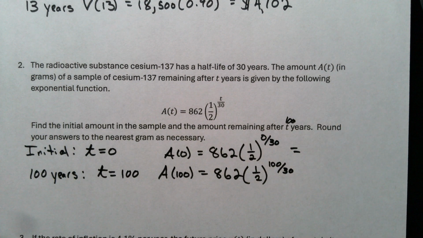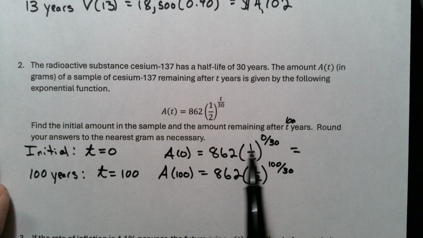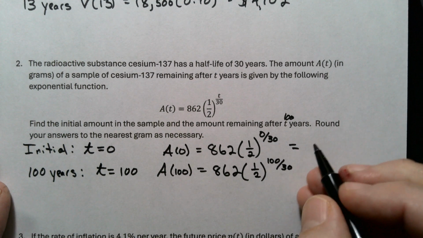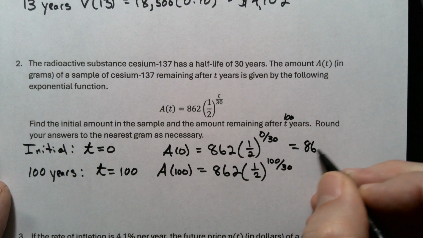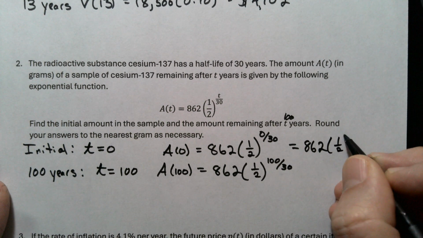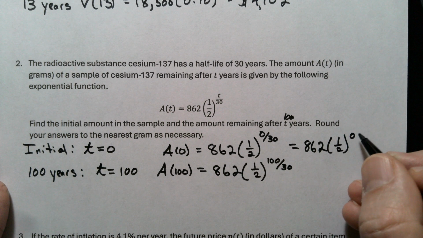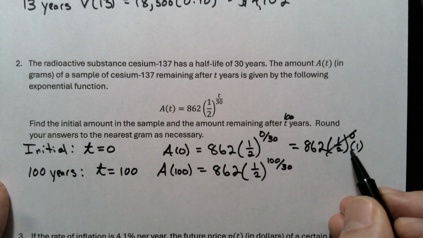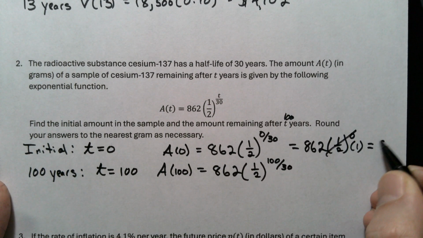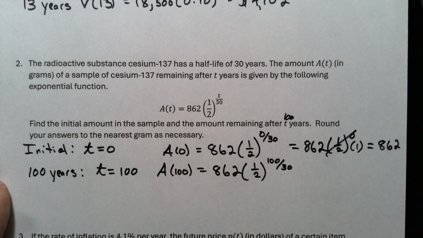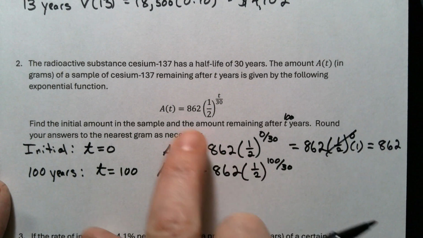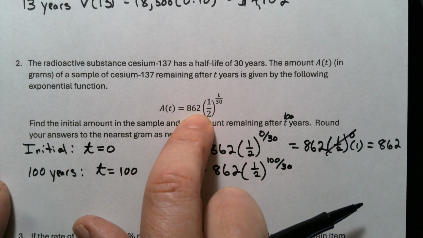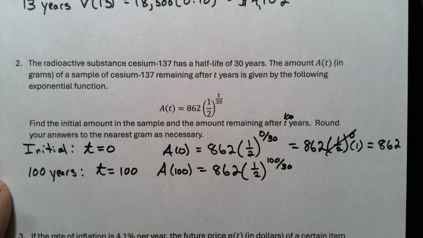Okay, so for this one, we can do it without a calculator because 0 over 30 is going to be 0. So it'll be 862 times 1/2 to the 0 power. And anything to the 0 power turns into a 1, so this thing turns into a 1. It'll be 862 times 1, which is 862. And a rule of thumb is that when you have exponential equations like this, the number out front here is the original amount, the amount that you started at, t equal to 0.